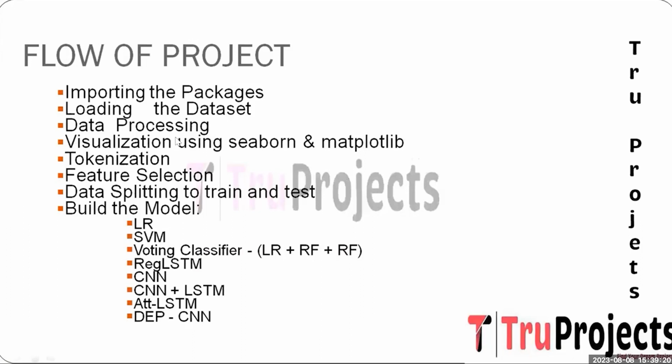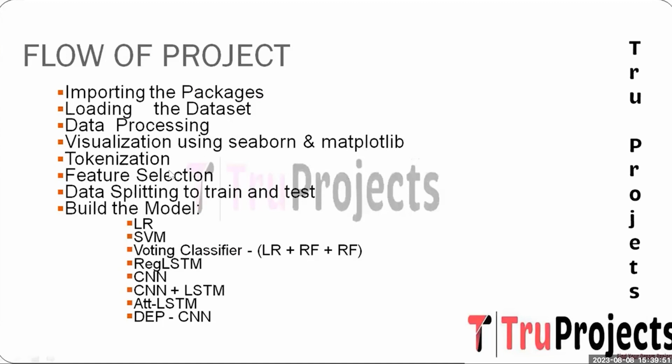The next step is data processing. It encompasses steps like dealing with missing values, handling outliers, and ensuring data uniformity for effective analysis. The next step is visualization using Seaborn and Matplotlib. Seaborn and Matplotlib are employed to visually inspect the data distribution, relationships between the features, and potential patterns. Visualizations like histograms and scatter plots offer valuable insight.